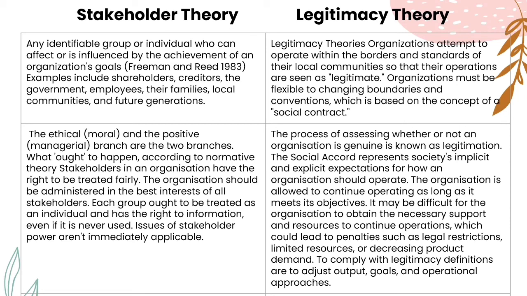Issues of stakeholder power aren't immediately applicable, whereas under legitimacy theory, the process of assessing whether or not an organization is genuine is known as legitimation. The social accord represents society's implicit and explicit expectations for how an organization should operate. The organization is allowed to continue operating as long as it meets its objectives. Otherwise, it may be difficult for the organization to obtain the necessary support and resources to continue operations, which might lead to penalties such as legal restrictions, limited resources, or decreasing product demand. To comply with legitimacy definitions, organizations adjust output goals and operational approaches.